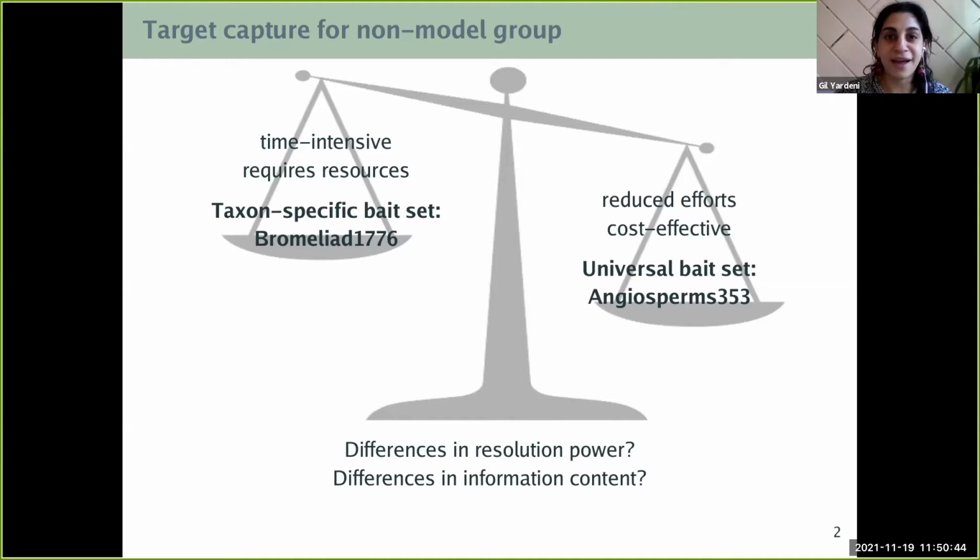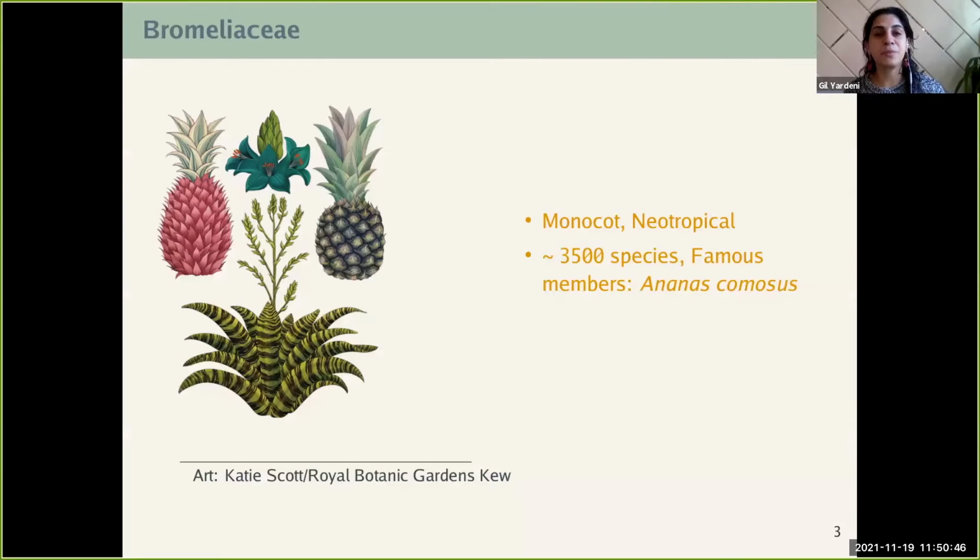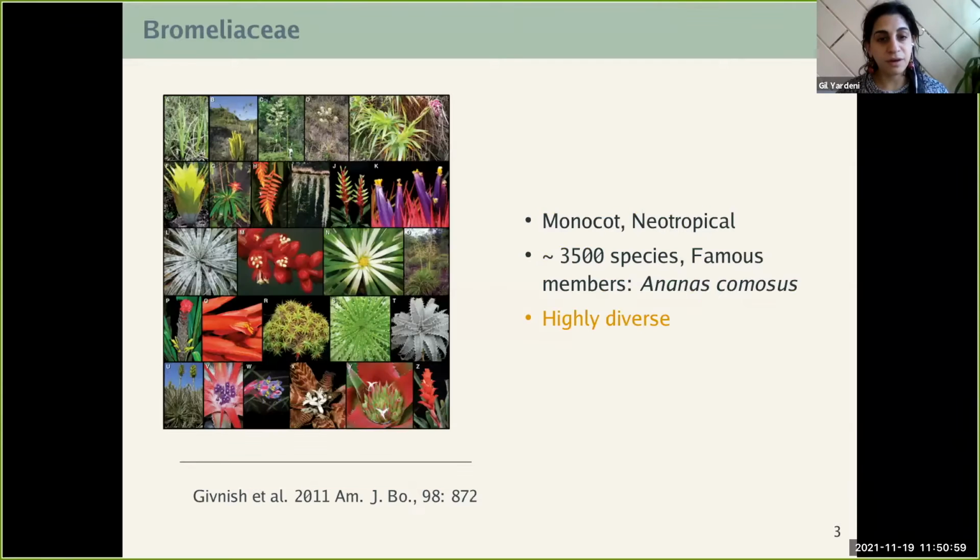I'd like to present our research system, the Bromeliaceae family, a family of monocot neotropical species. Probably the most famous member is the pineapple, the Ananas squamosus. The members of the family are characterized by a typical water tank. They have a structure where they impound rainwater within a rosette of leaves. It's a very diverse group. We find them in different ecological niches, from humid rainforests to arid environments.